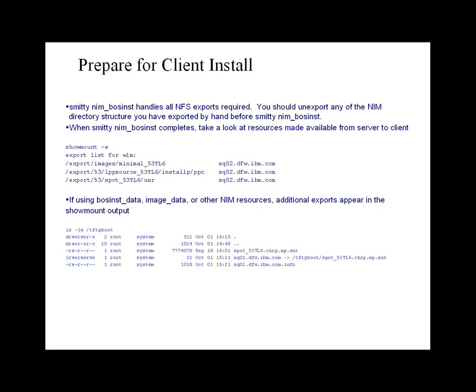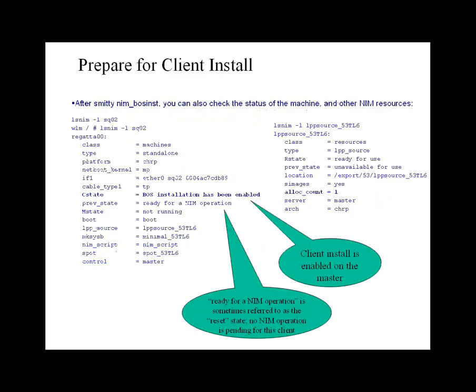If I look in /tftpboot, I can see that my client name there, SQ02, has been linked to a boot image, the SPOT, 53tl6.chrp.mp.ent. I also see that my client, SQ02, has an info file. So it has built these resources for the client to use during the install. I can also look at the status of that machine, and I can look at some of the NIM resources on the master as well.